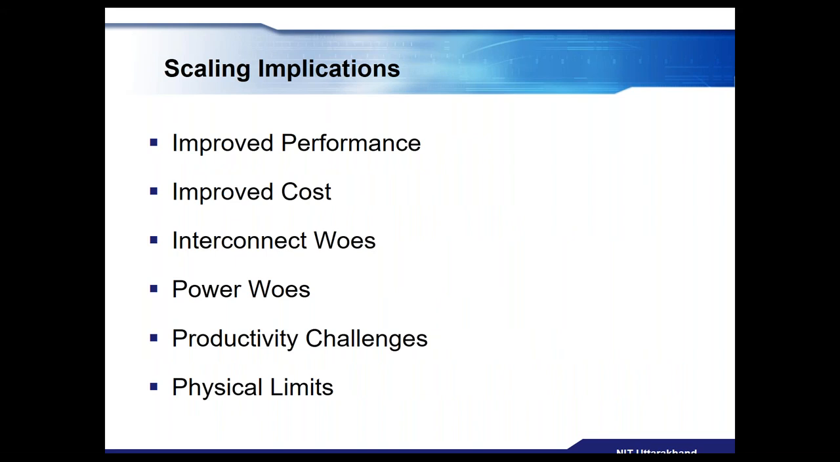We have done all this work to reach the prediction made by Moore's law, and that will give us improved performance. Performance means the power will be reduced, although it is not defined by Moore's law, which talks only about the speed. So the speed is there, and the improved cost. Interconnect woes are also there. Power woes are also there. These two are the main challenges, because as you scale down the device dimension, what will happen?